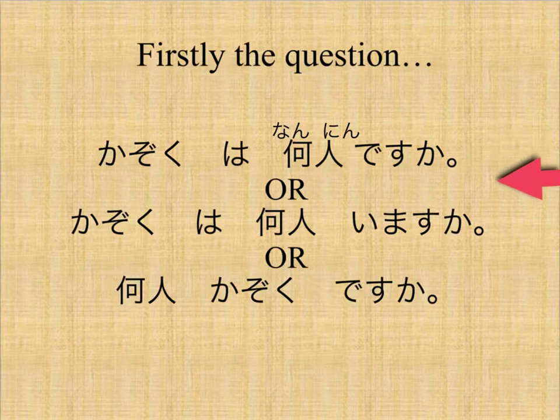Question 1 and question 3 both finish with desu ka. By now you're quite familiar with the term desu, meaning to be. This middle question, kazoku wa nan nin imasu ka? Imasu is new to you. It means to have, but the things that you have must be alive, like your family members or your pets.